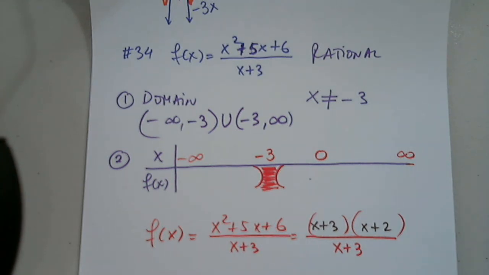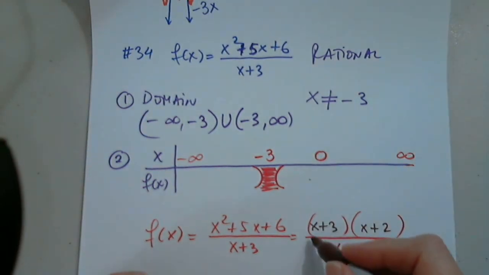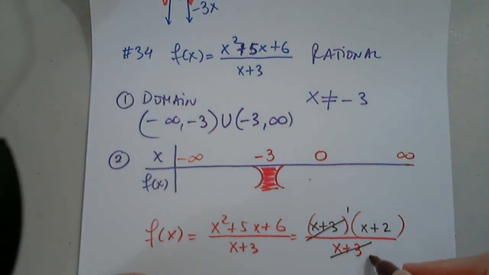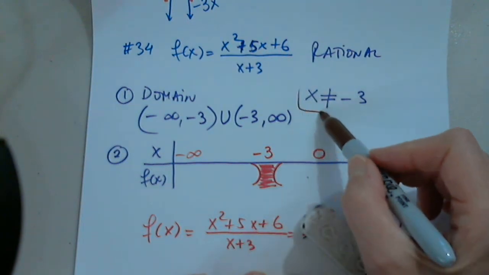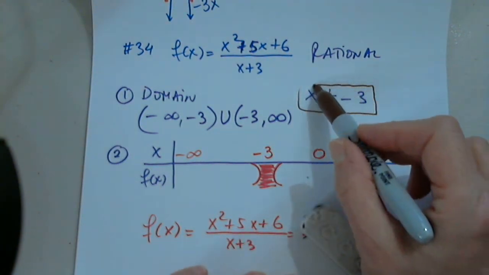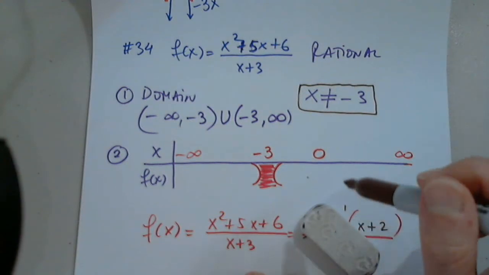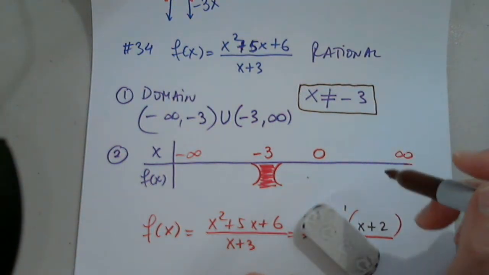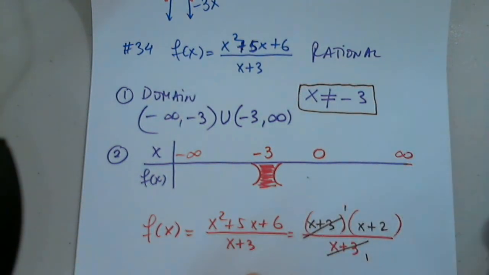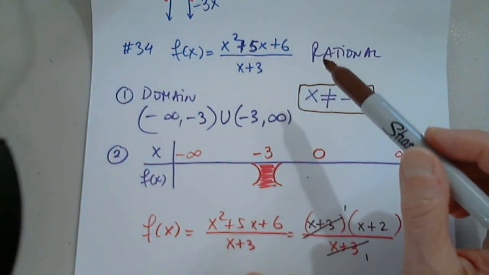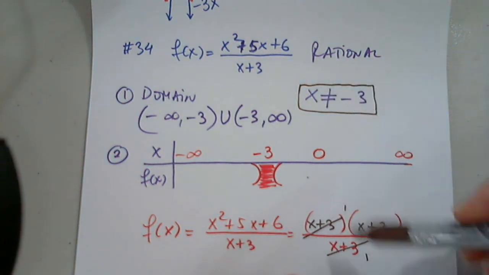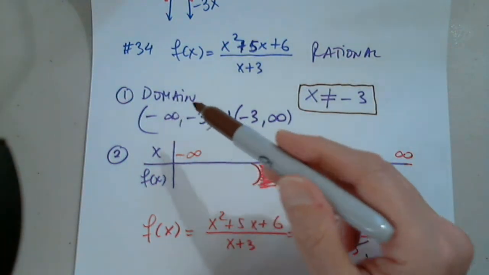Okay. What do I do next? Look carefully at the function. Could you cancel out, simplify x plus 3 with x plus 3? Remember, I cannot do this before I state this restriction. If I simplify before I state the restriction, that will be wrong. So that's why the first step is always domain, not simplifying the function. Simplifying the function is in the process, but not the first step, ever.